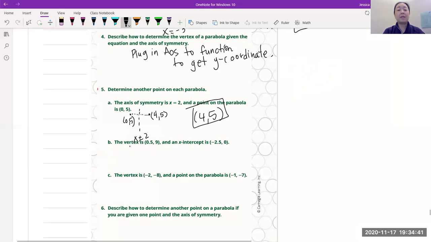And again, so now we know the vertex, which means we also know the AOS, right? The AOS right here is going to be at x is equal to 0.5, and it's going to be at 9. Honestly, it doesn't matter what that is. We just want the AOS part. And the x-intercept is at -2.5. So here's a point right here, (-2.5, 0).